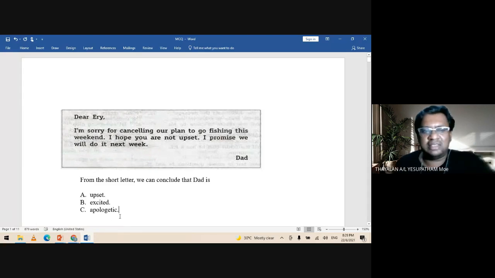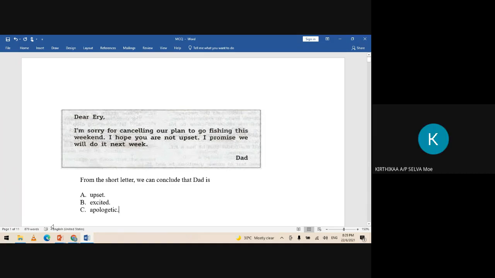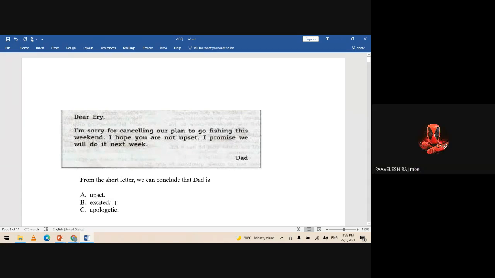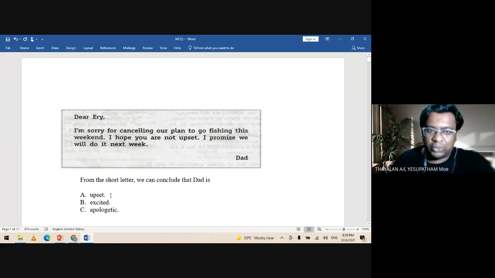Now, look at the options. From the short text, we can conclude that Dad is upset, excited, apologetic. What do you think is the answer? C, apologetic. Very good. I'm very glad that you are participating well. Now you see, excited is definitely out. The dispute is between A and C, between upset and apologetic.